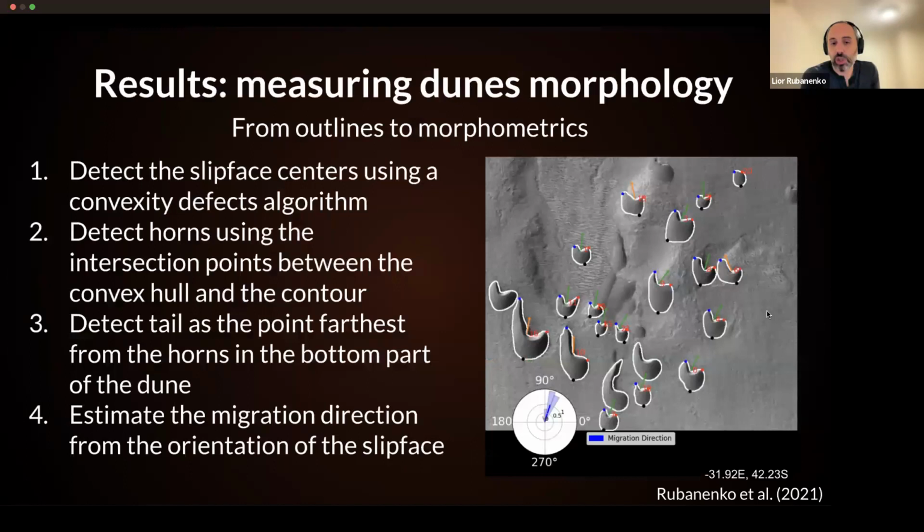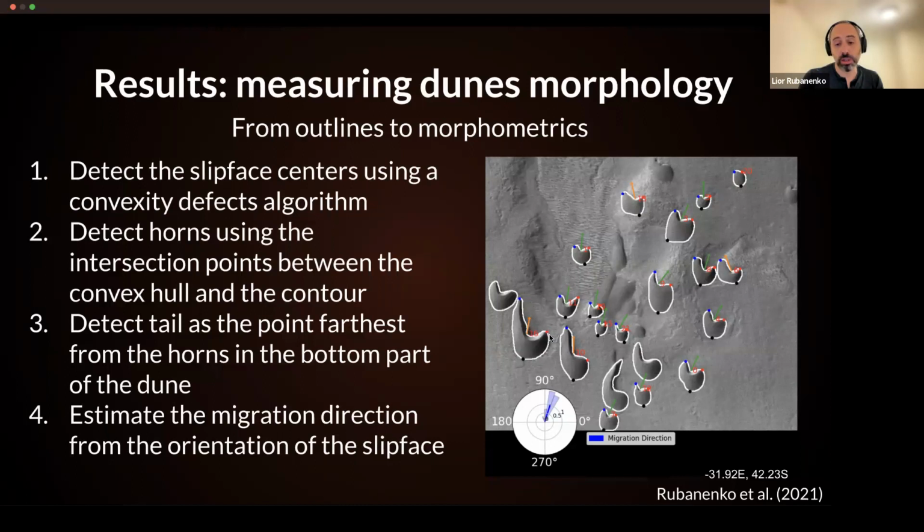And we said that we try to minimize the involvement of the black box machine learning, deep learning algorithm. So the next step is to not manually, but by writing code, automatically measure or characterize the morphology of barchan dunes. So for example, we can detect the locations of the slip faces by finding the convexity defect along the contour of the dune, right?